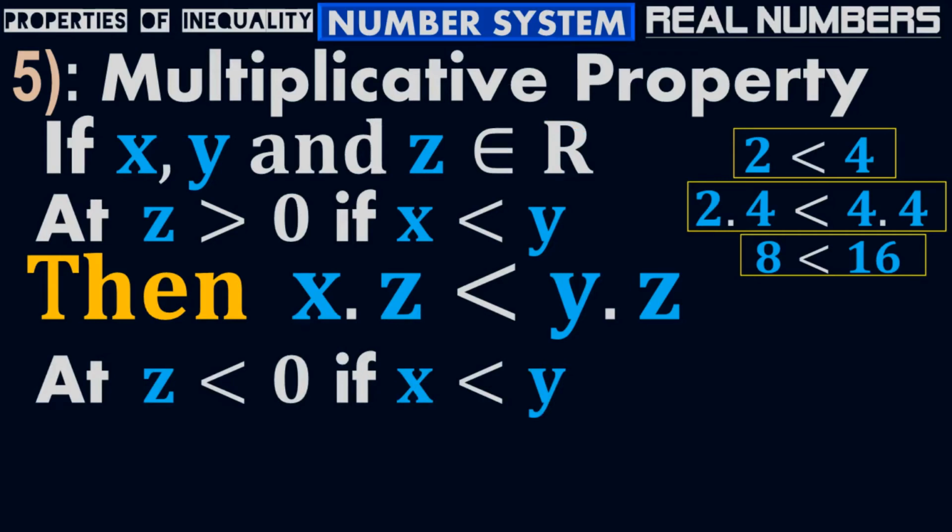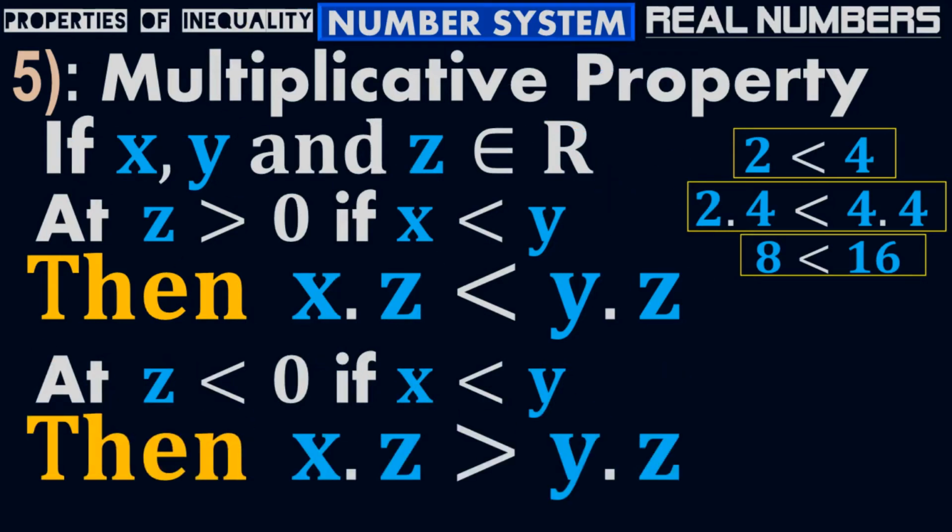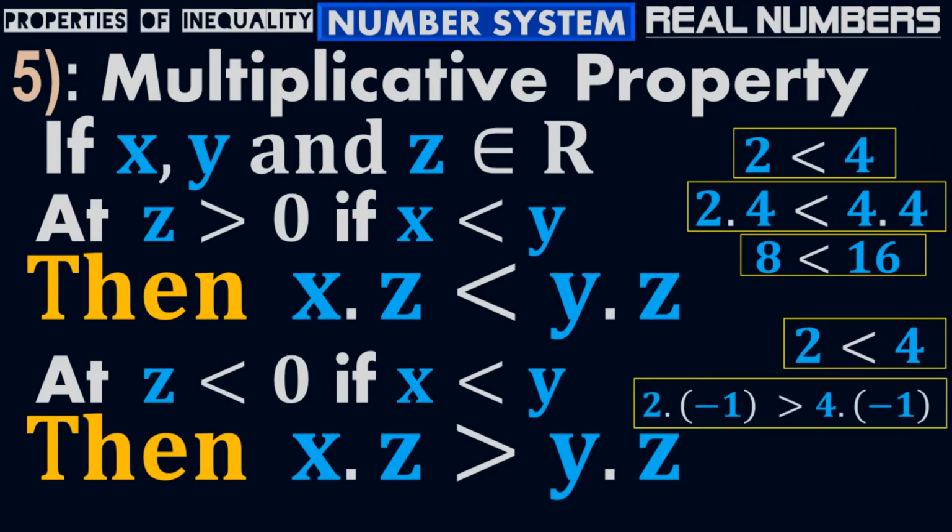Similarly, at z less than 0, if x is less than y, then x times z is greater than y times z. Because remember, x equals 2 and y equals 4, x is lesser than y, 2 is lesser than 4. If we take the product of both sides with the z, which is lesser than 0, suppose it is -1, the left side will be greater than the right side, which means that -2 is greater than -4.